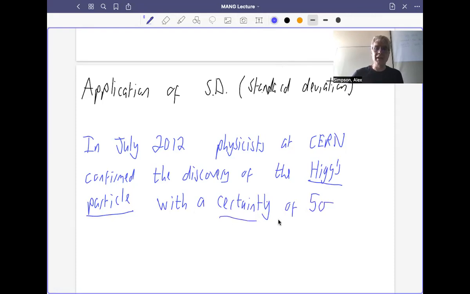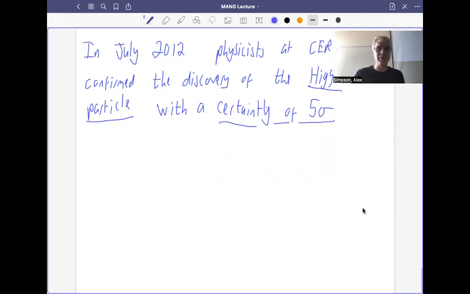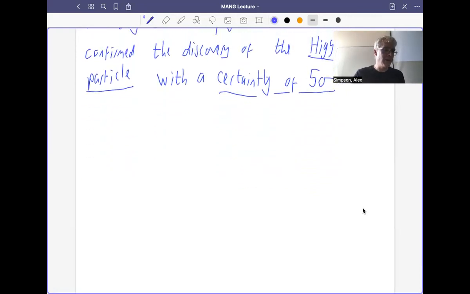And sigma here means standard deviations. So the newspapers in 2012 were full of standard deviations. We were getting the news that they got up to 3.5 sigma, they got to 4 sigma, they got to 4.5 sigma, and then finally they got to 5 sigma, at which point the physicists are happy enough to announce that they've discovered a particle.